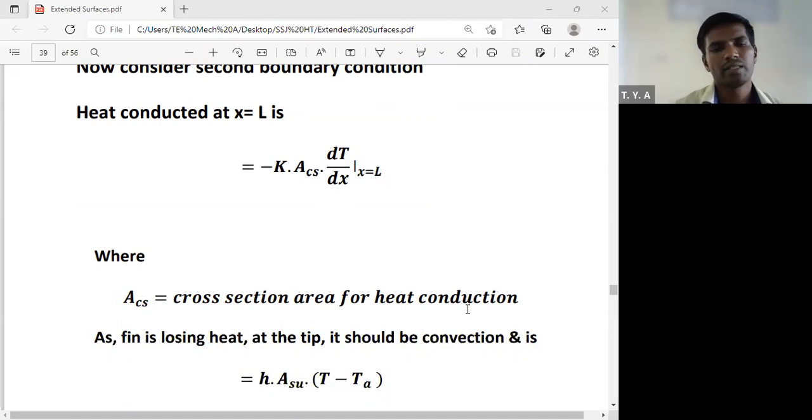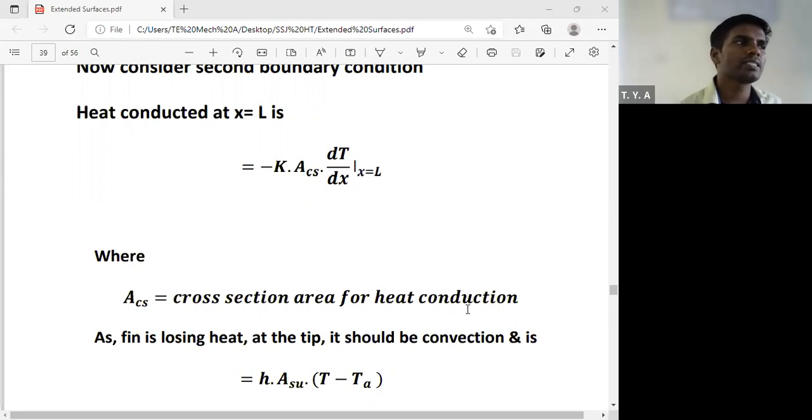Okay. Then ही जी काय heat conduct झालेली आहे, तीच heat काय होणार आहे, convect होणार आहे into the surrounding. So as fin is losing heat at the tip, it should be convection. And how to calculate that? Q is equal to H into surface area into T minus TA. Okay, आपण separate equation लिहिलेलं आहे कंडक्शन साठी and convection साठी. Okay, what is the equation of the conduction? K into A into dt by dx at x is equal to L.